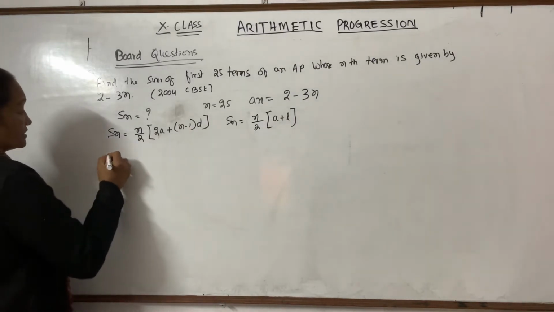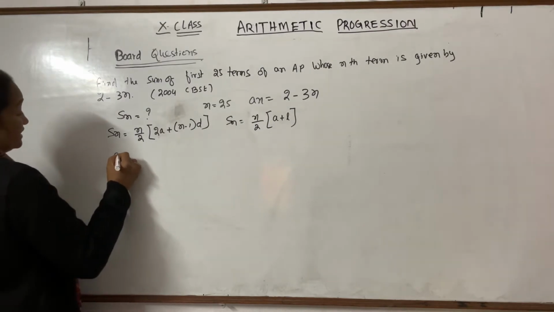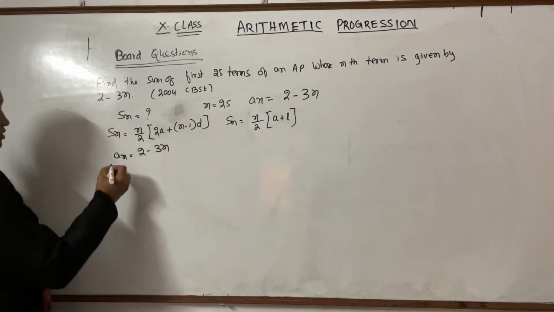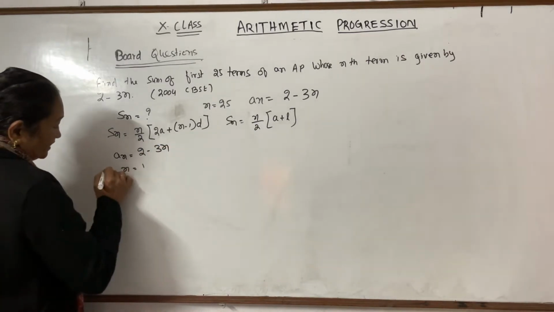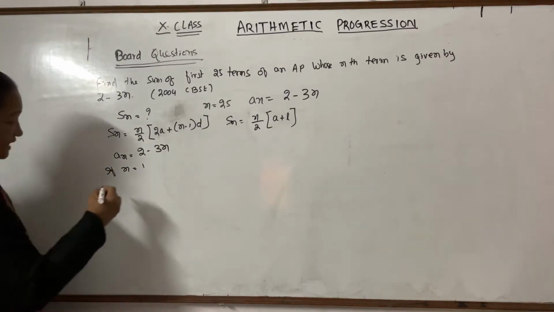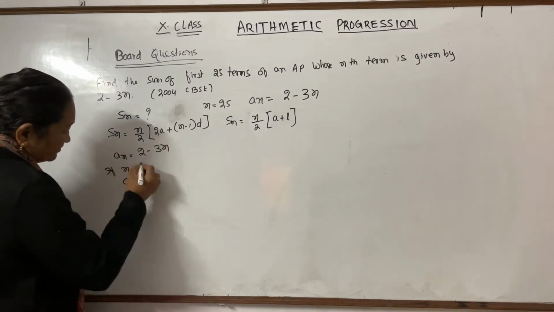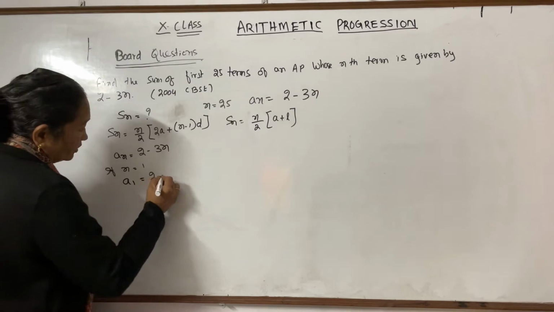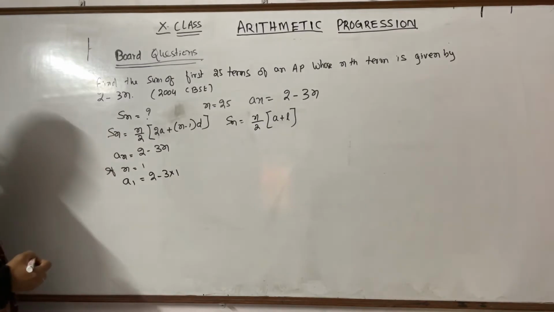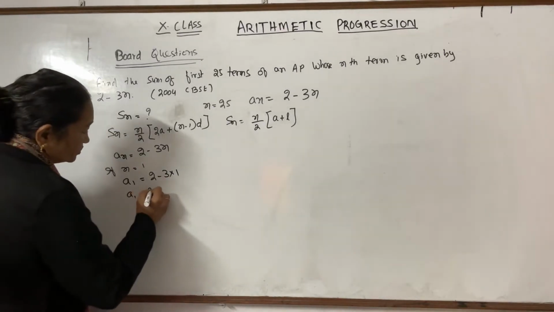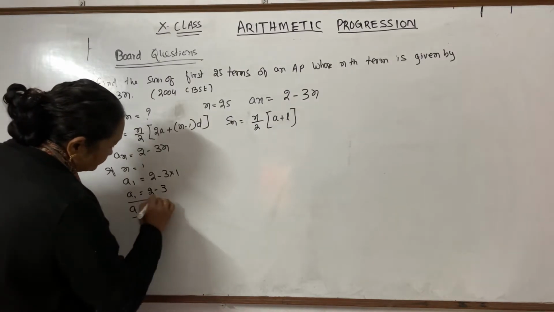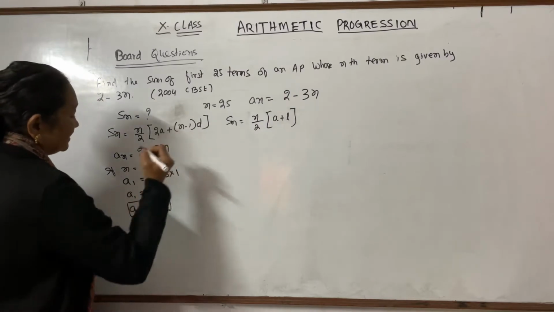So what is our general term? Nth term is what? An equals to 2 minus 3n. So if n is 1, only n is 1. How many terms? Only one term is there. That means in place of n what will go? 1. Then 2 minus 3, n के जगह में क्या डाल देंगे? 1 डाल देंगे. What we will put in n's place? 1. So a1 equals to 2 minus 3. That is a1 equals to minus 1. Okay, our A1 has come.